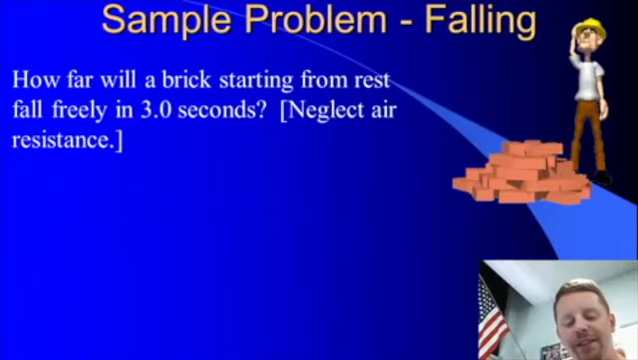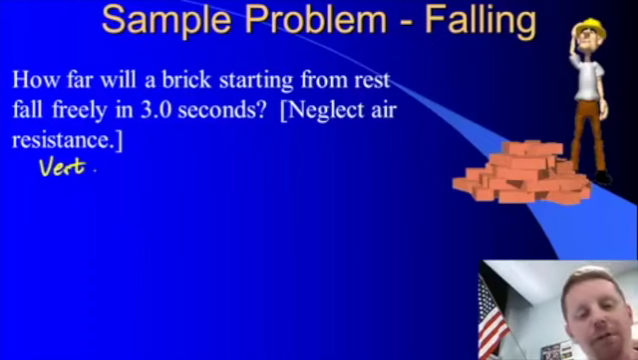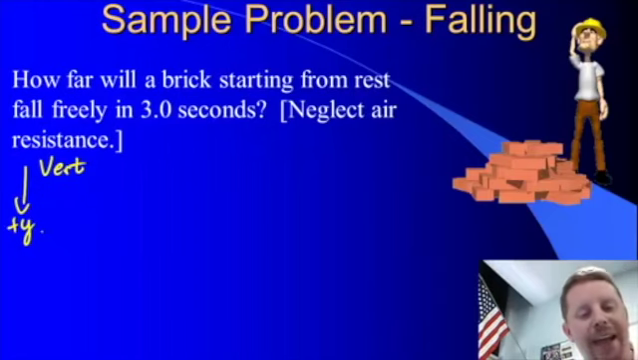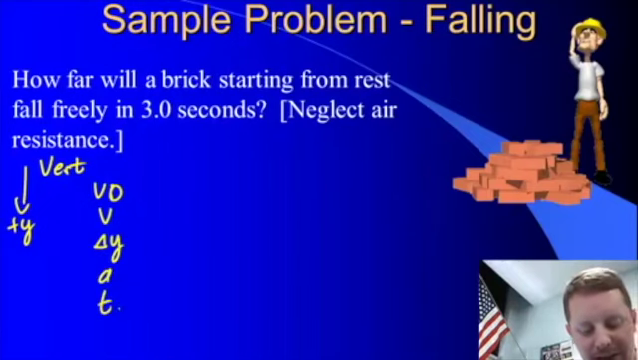Let's take a look at an example. How far will a brick starting from rest fall freely in 3 seconds? Neglect air resistance. Well, we can figure this out by first recognizing that this is a vertical motion problem. Since the object will go down first, we'll call that the positive direction, down, and we'll set up our vertical motion table: v0, v, delta y, a, and t.